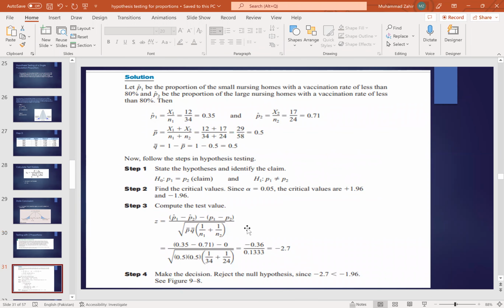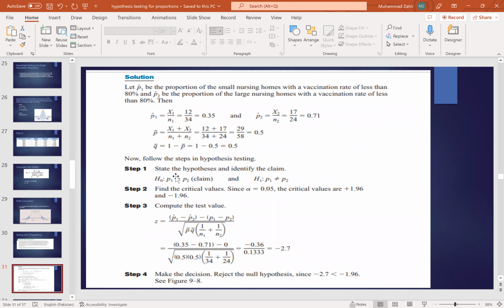Let p̂1 be the proportion of small nursing homes with a vaccination rate of less than 80%, and p̂2 be the proportion of large nursing homes with a vaccination rate of less than 80%. So by applying the formula and putting the values in it, we got this. Now follow the steps in hypothesis testing.